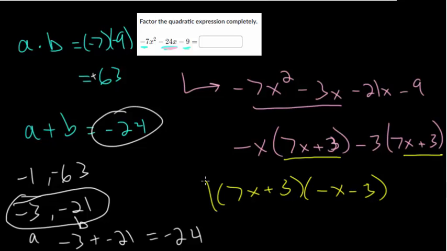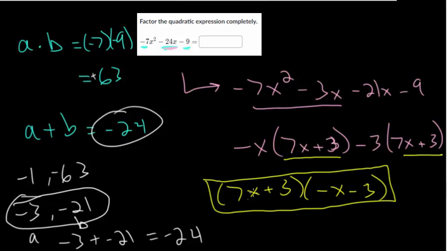So we think we have an answer, but we have to multiply it out just to check our work. So doing that, 7x times -x would be -7x squared. 7x times -3 would be -21x. 3 and -x would be -3x. And 3 and -3 would be -9. And since when you recombine the -21x and the -3x, they do give you -24x, we know that this is in fact the right answer.